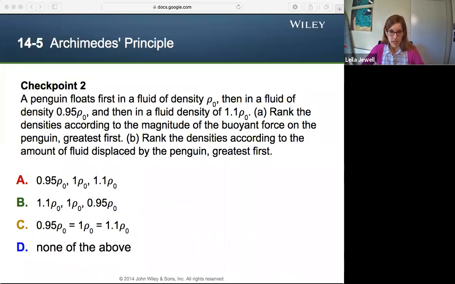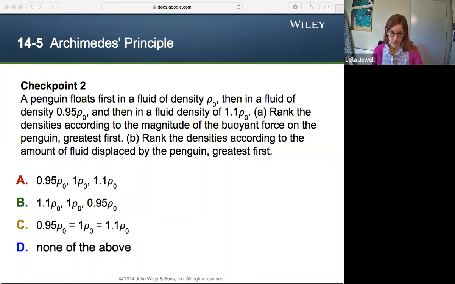So it says a penguin floats first in a fluid of density rho naught, then in a fluid of density 0.95 rho naught, then in a fluid of density 1.1 rho naught. A, rank the densities according to the magnitude of the buoyant force on the penguin, greatest first. B, rank the densities according to the amount of fluid displaced by the penguin, greatest first. So I want you to think about this, come up with an answer to part A and part B before you go on. So go ahead and pause the video now. Right? I'm going to trust you actually did that and at least wrote something down or committed to certain answers in your mind.